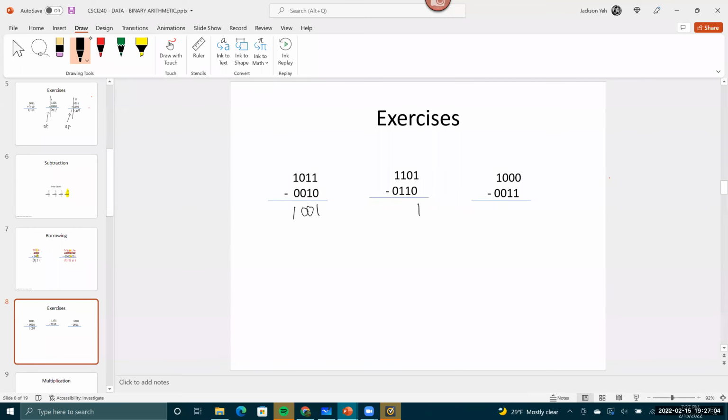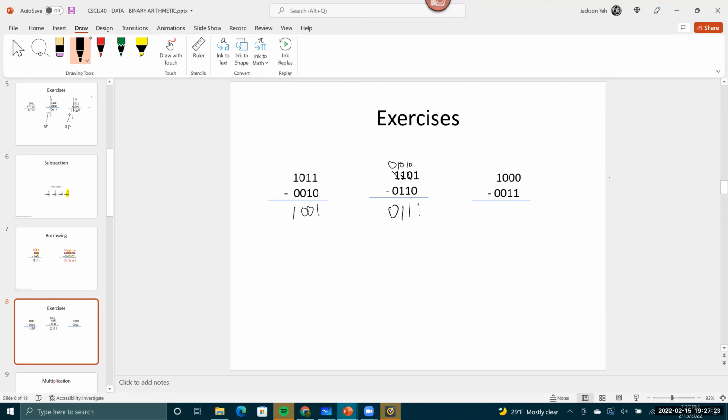Here it's 1, and this requires borrowing. So 0 minus 1, I can't do that. So I borrow from its neighbor. This becomes 0, this becomes 2. So 2 minus 1 is 1. 0 minus 1, I can't do that again. So I need to borrow. So 2 minus 1 is 1, and this is 0.